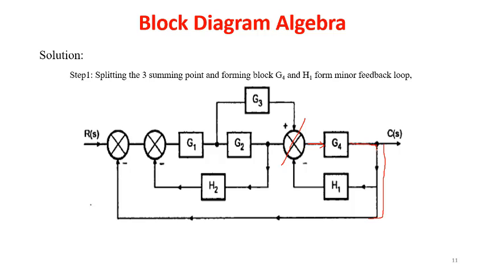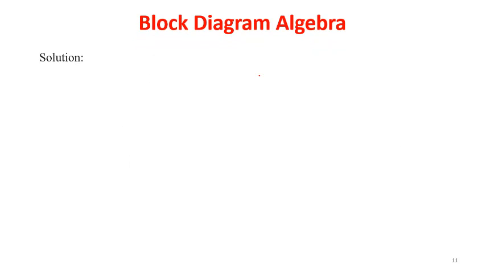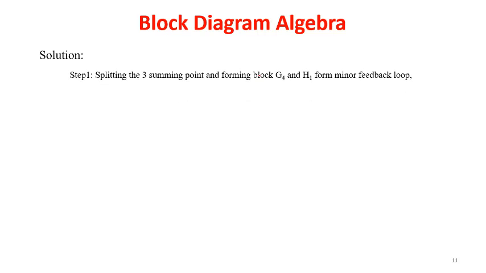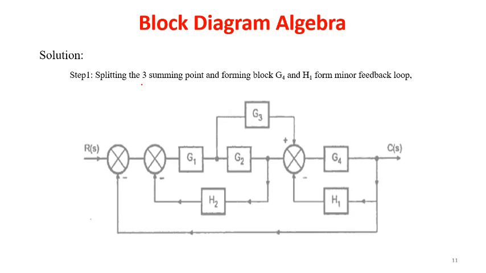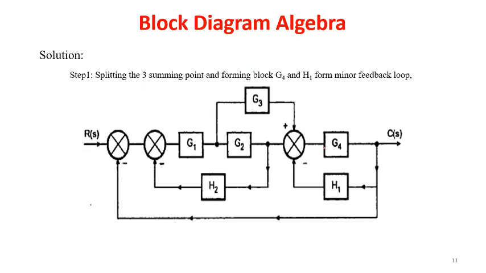Then this is having a takeoff point here, and it is passing through the block H1 and coming back into the system like this. So this is going to be the loop. Let's go with the problem. Here in step 1, we are splitting the summing point and forming blocks G4 and H1, which is going to be a minor feedback loop.